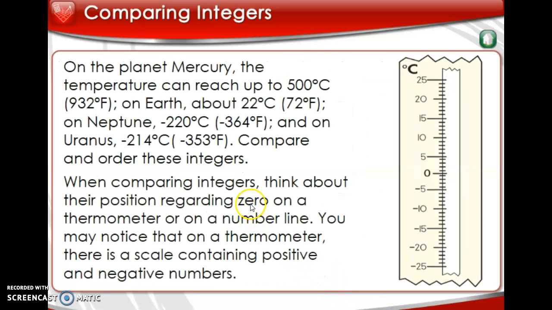Okay, on the planet Mercury, the temperature can reach up 500 Celsius degrees. On Earth, about 22 Celsius degrees. On Neptune, negative 220 Celsius degrees. And on Uranus, we have negative 214 Celsius degrees. Compare and order these integers.